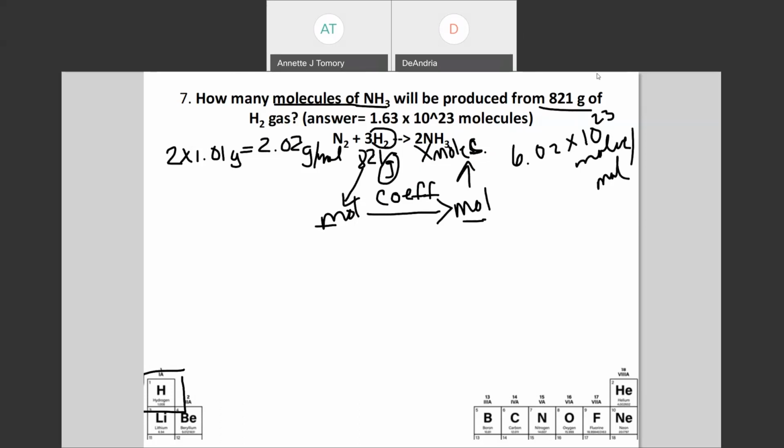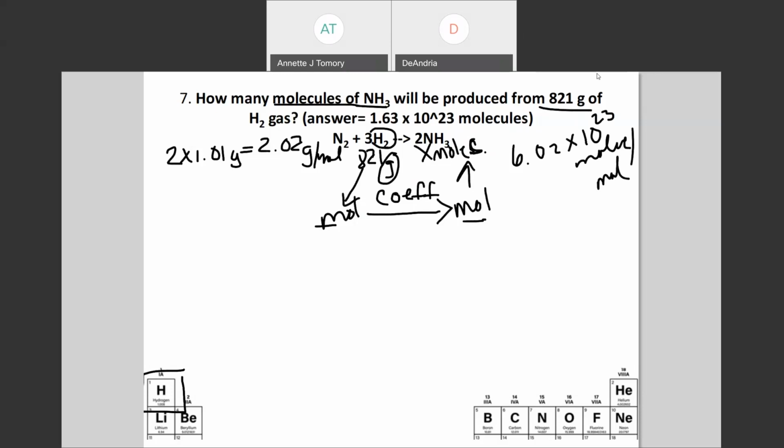All right. So now we have our plan. The whole point of doing this graph type thing is to just get us a plan of what we have to do. So you notice that we're using the molar mass to get to moles, coefficients to get from moles to moles, and then Avogadro's number to get from moles to molecules. You follow the plan? Yes.